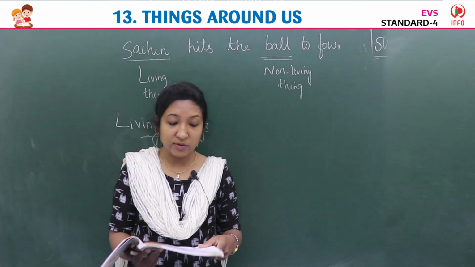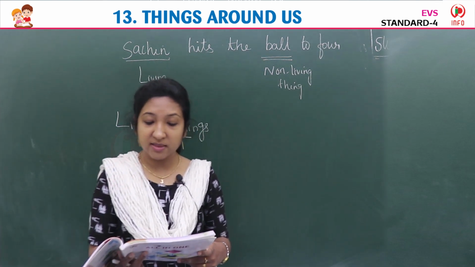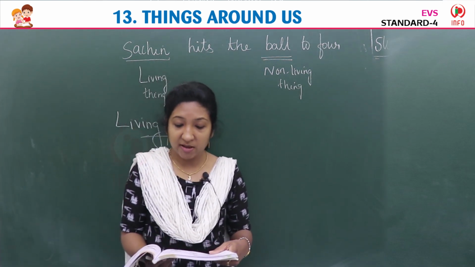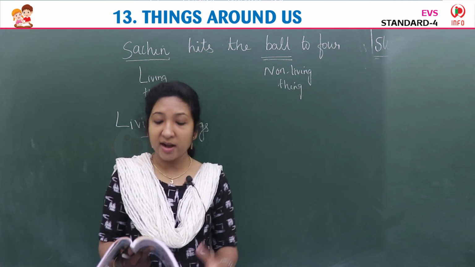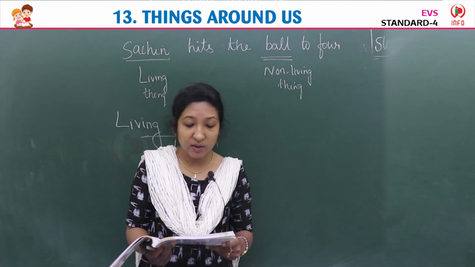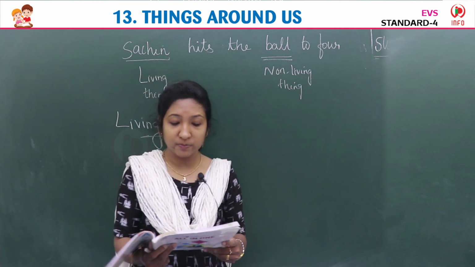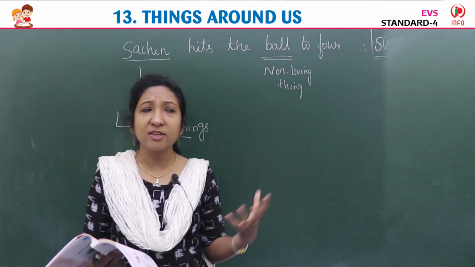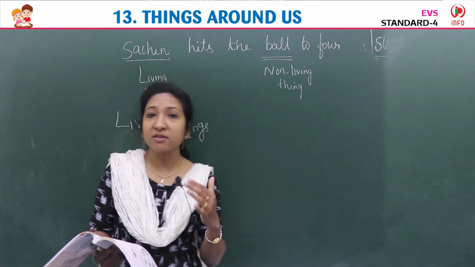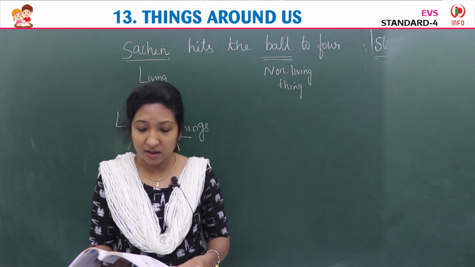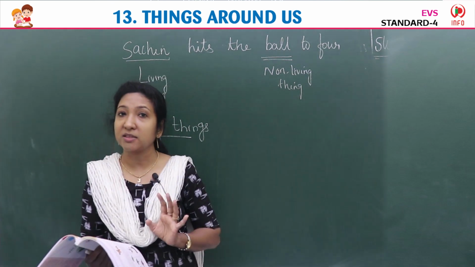We come across both living and non-living things in our daily lives. In our daily life, we can see many living things and non-living things around us. Sometimes it is very easy to differentiate between the two, but at times it is difficult.